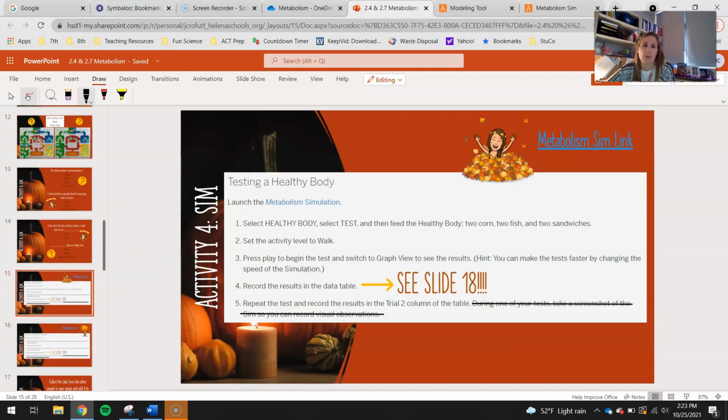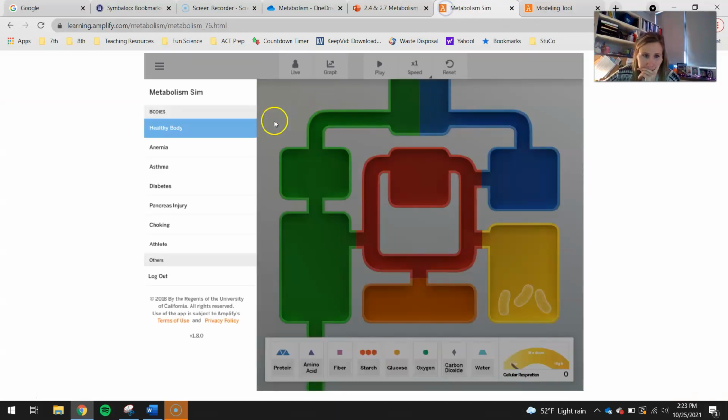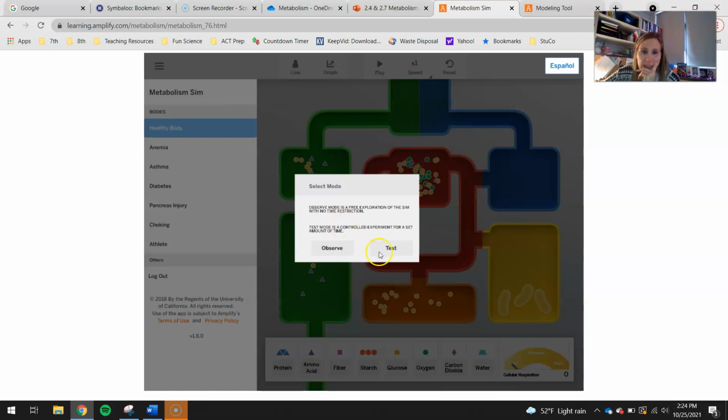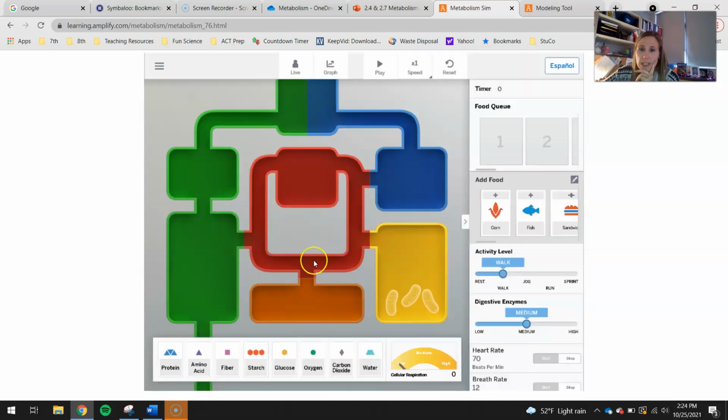Okay, moving on. This is where it kind of gets fun because this is where you guys get to collect data about what a healthy body looks like and what an unhealthy body looks like. And then you get to apply that to Elisa and see what's really going on with her. So the first thing you will do is collect data for a healthy body. So you will need the sim for this. Okay, you will choose healthy body. You're going to select yes, and then we're going to go to test.